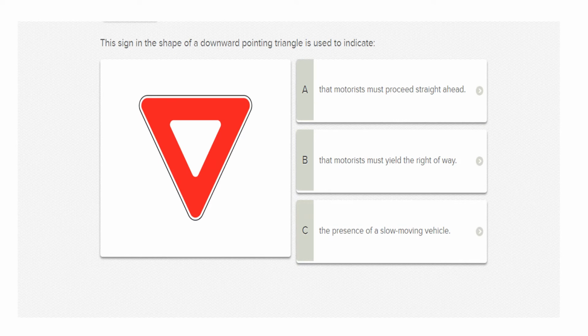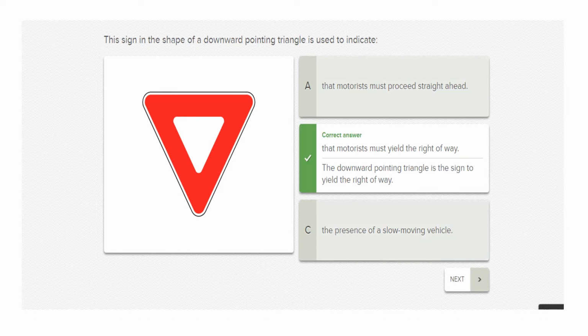This sign in the shape of a downward pointing triangle is used to indicate: option A, that motorists must proceed straight ahead. Option B, that motorists must yield the right of way. Option C, the presence of a slow moving vehicle. And our answer is option B, that motorists must yield the right of way. The downward pointing triangle is the sign to yield the right of way.